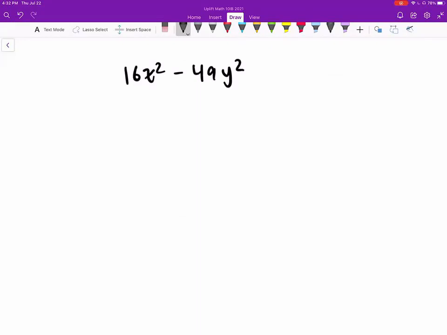Yes, convert that into the two binomials and put your answer in the chat.